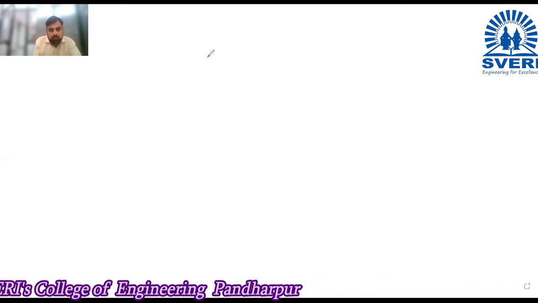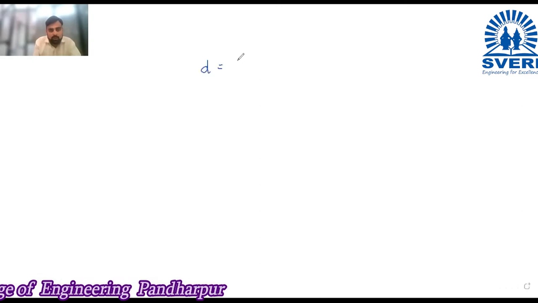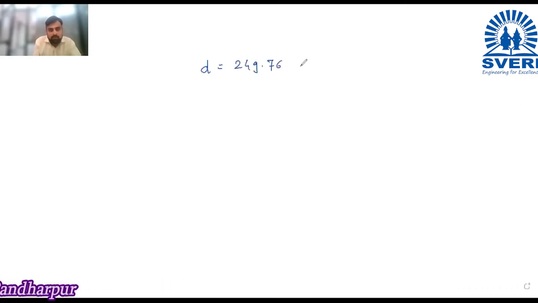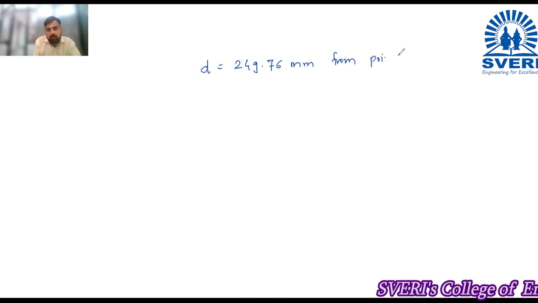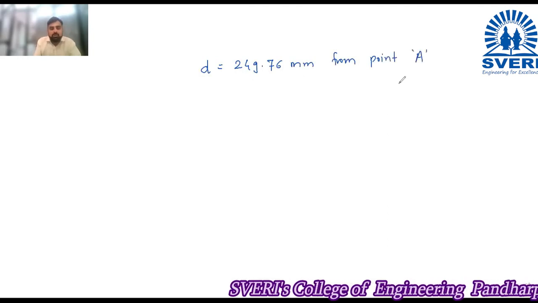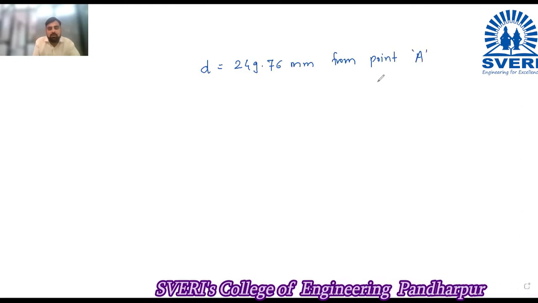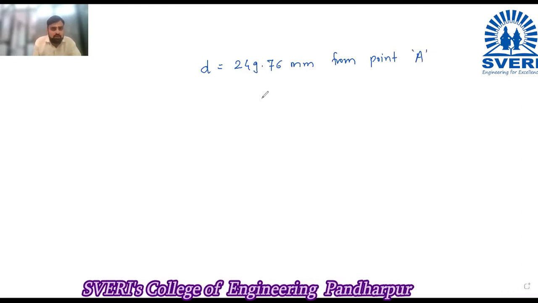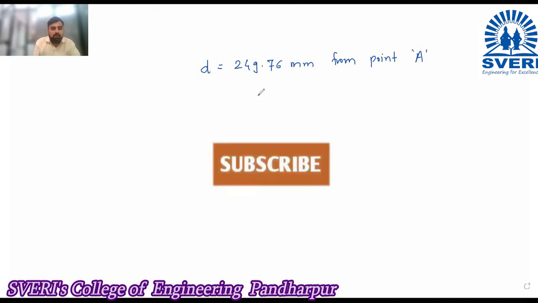249.76. d is equal to 249.76 mm. So this is from point A. This is the shortest distance of the resultant. Please check the calculation. This is the value of d.